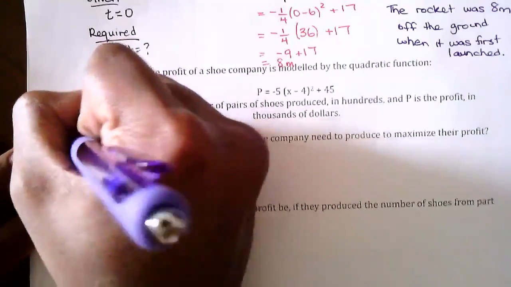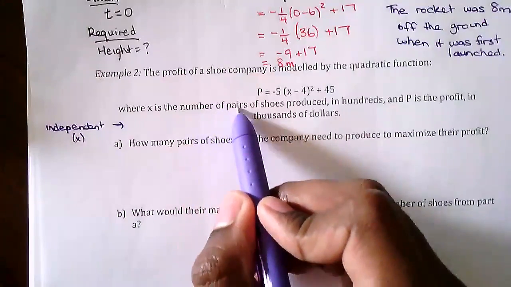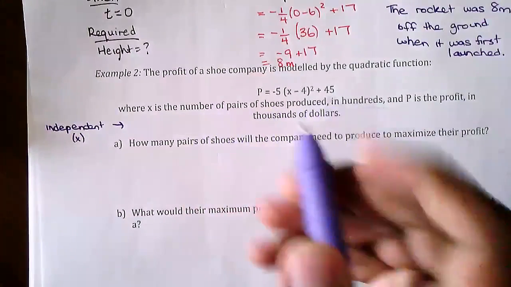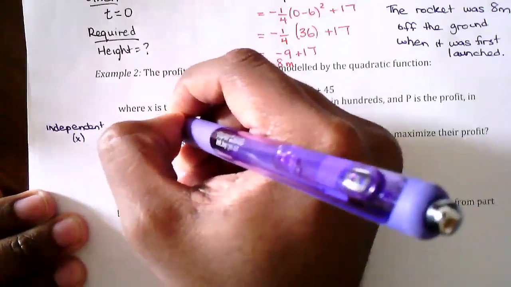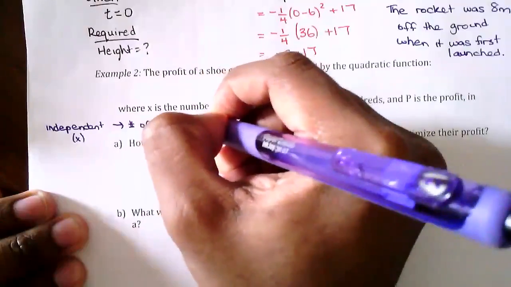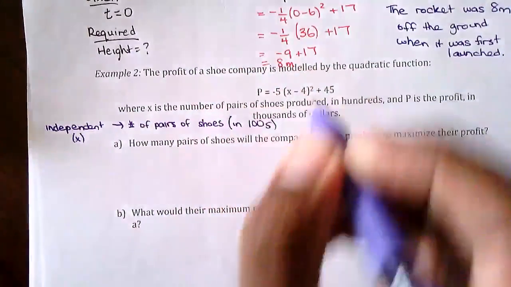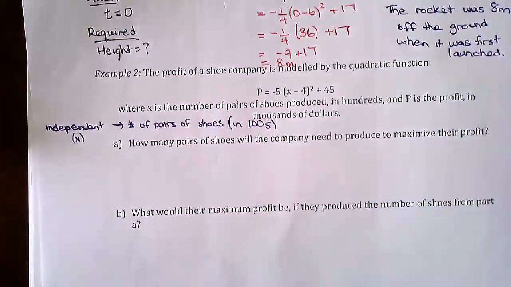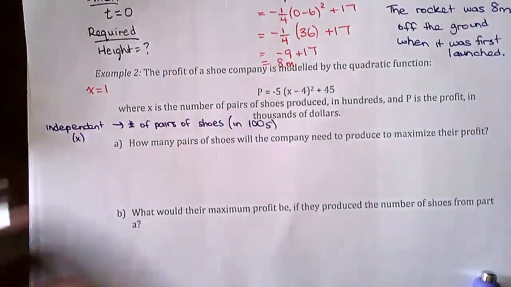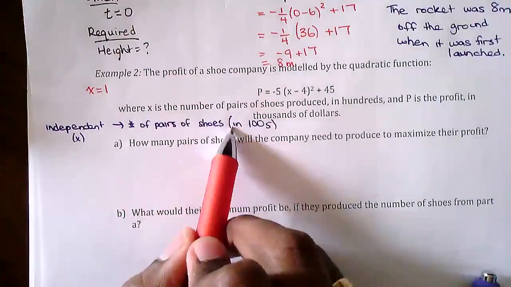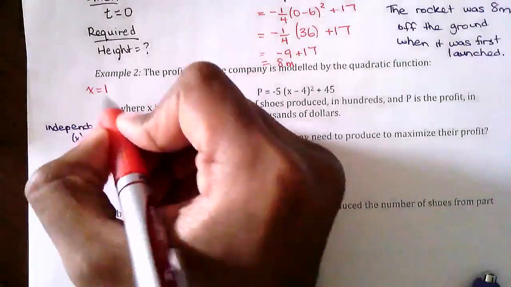Our independent variable is our x, and in this context, the x represents the number of pairs of shoes produced in hundreds. What does in hundreds mean? So let's say that I say x is equal to 1. That doesn't mean I produced 1 shoe. It's in hundreds, so I produced 100 pairs of shoes.